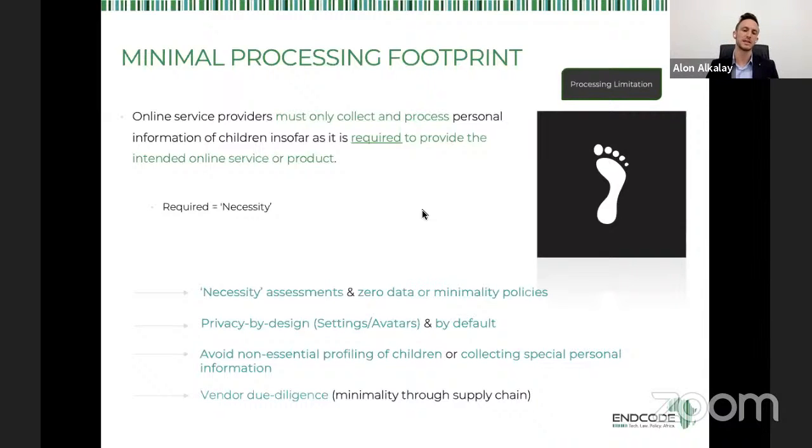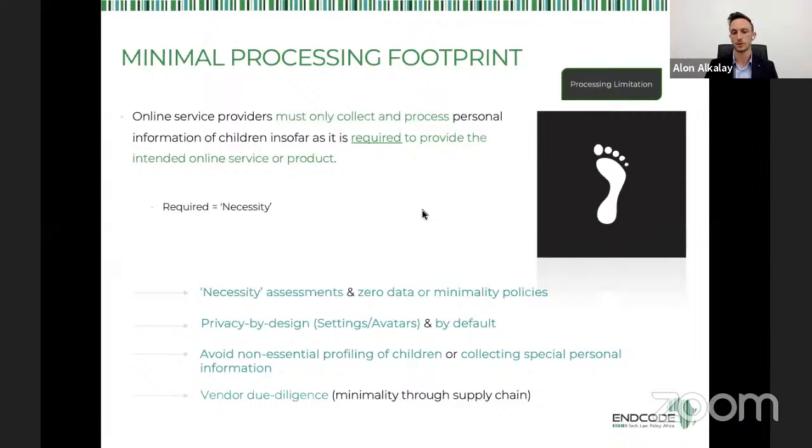Now, avoiding non-essential profiling of children is also recommended. And echoing what Dr. Porcala was mentioning, there are certain cookies, for example, which is a form of profiling or automated tracking that is essential. In some cases, you cannot use a service without it. So the necessity and the requirement should be coming into all of these considerations. Is it really required? And if it is not, then we should rather not.